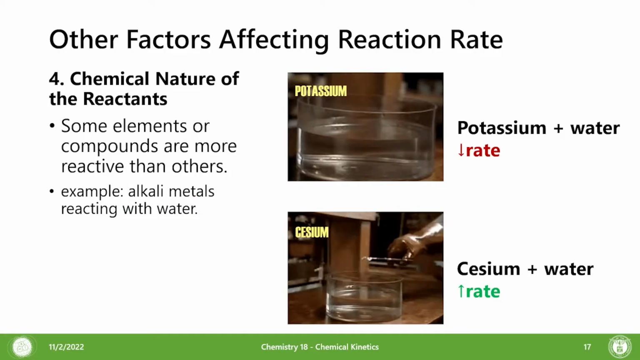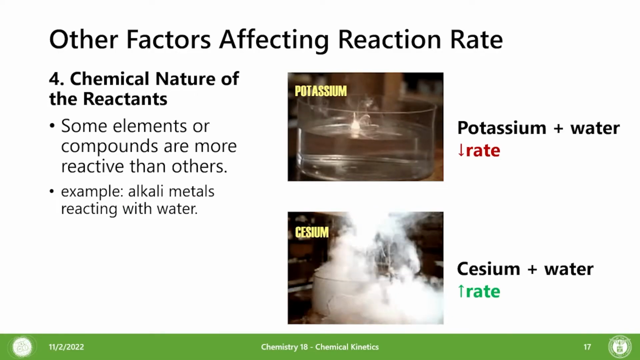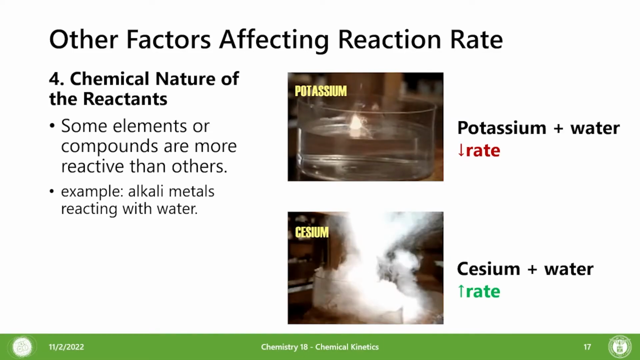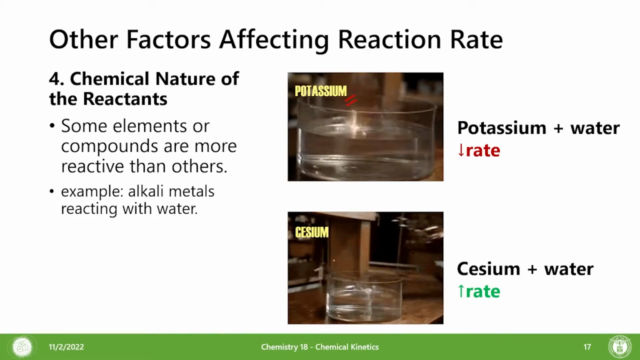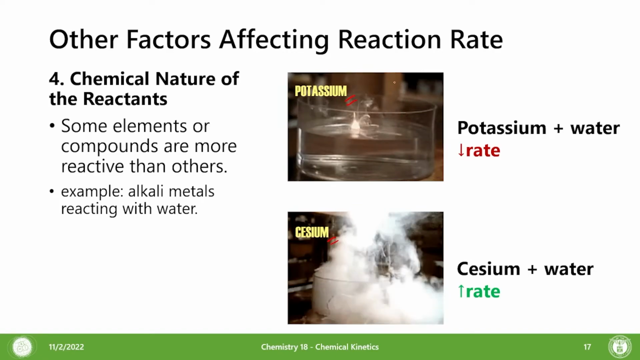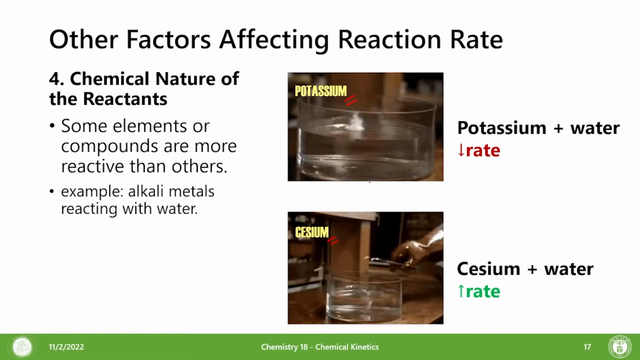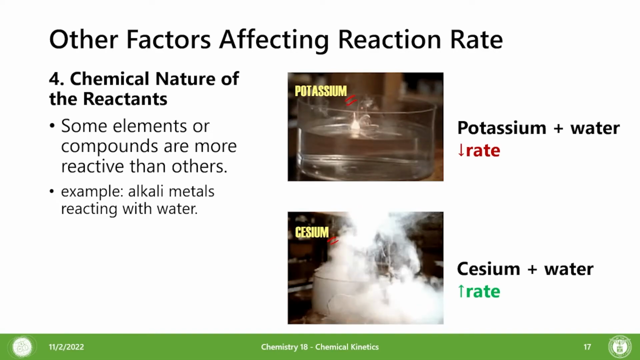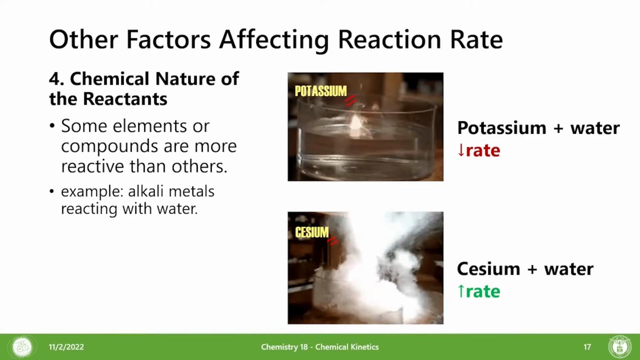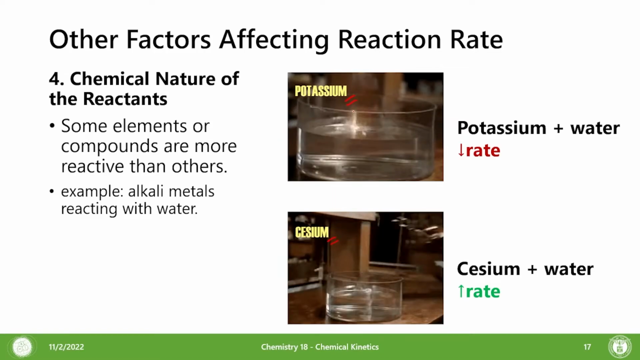Okay. So other factors that affect the reaction rate include the chemical nature of the reactants. As you can see here, potassium and cesium are two metals within the same periodic group. However, cesium lies much lower in the periodic table. And in terms of reactivity, cesium as an element is actually much more reactive than potassium. So this all depends on the electronic and atomic properties of your reactants.